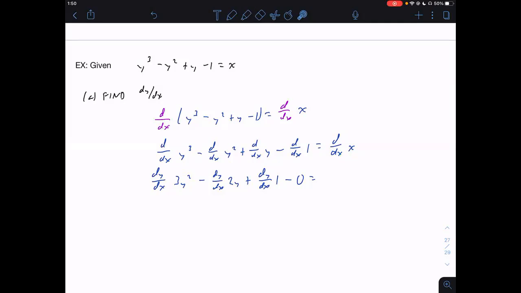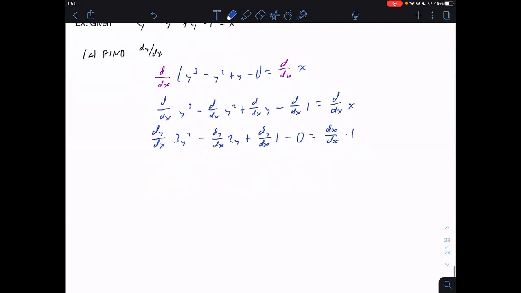We have an x term here, so our differential here will be dx over dx. And what's the derivative of just x? Only 1. All right. So now notice on the left-hand side, we have 3 terms that include this differential of dy over dx. What we're trying to solve for, what we're trying to find.